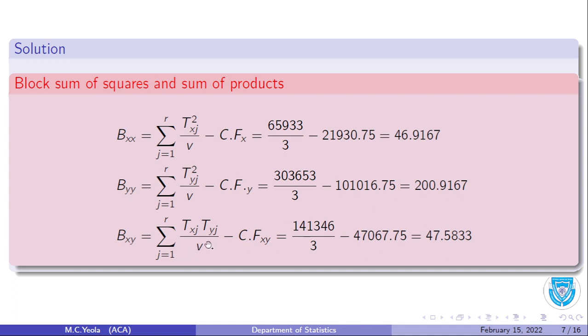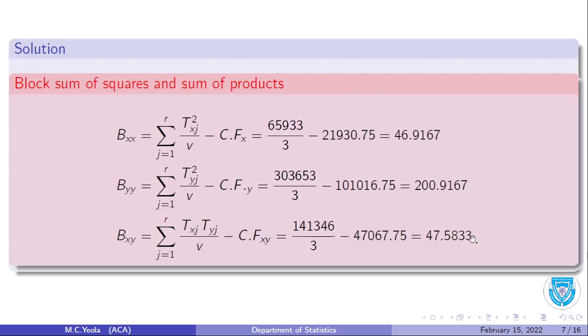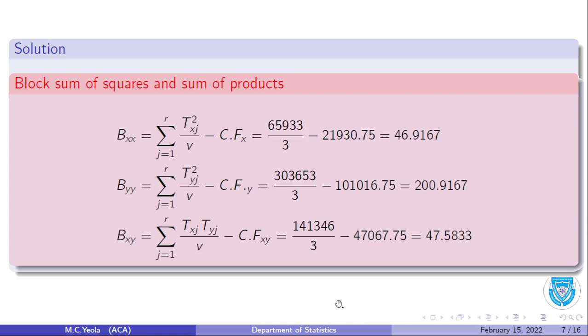Then Txj into Tyj here divided by v minus CFXY. It's very simple to obtain here. What we have to do here, multiply this value 124 with 283, plus 128 into 282, plus 138 into 282, plus 123 into 254. In such a way you will get that numerator value there, and then what we have to do here, divide it by 3. This value is the numerator value.